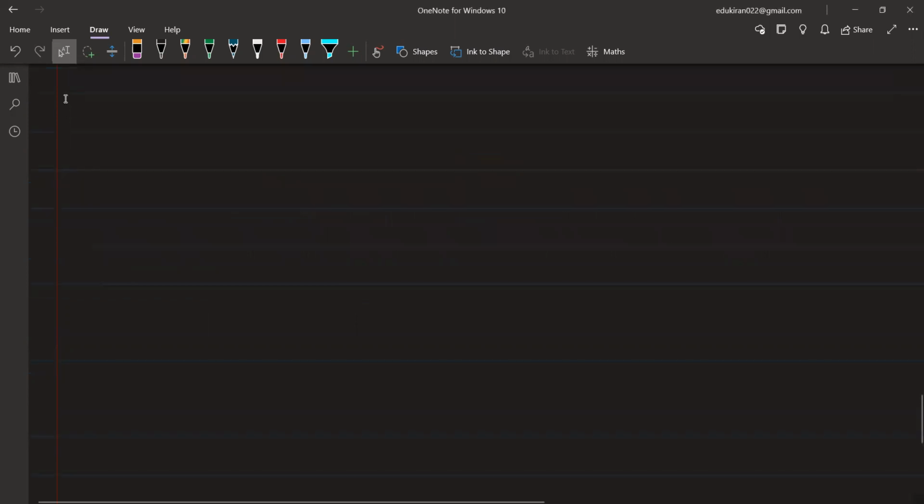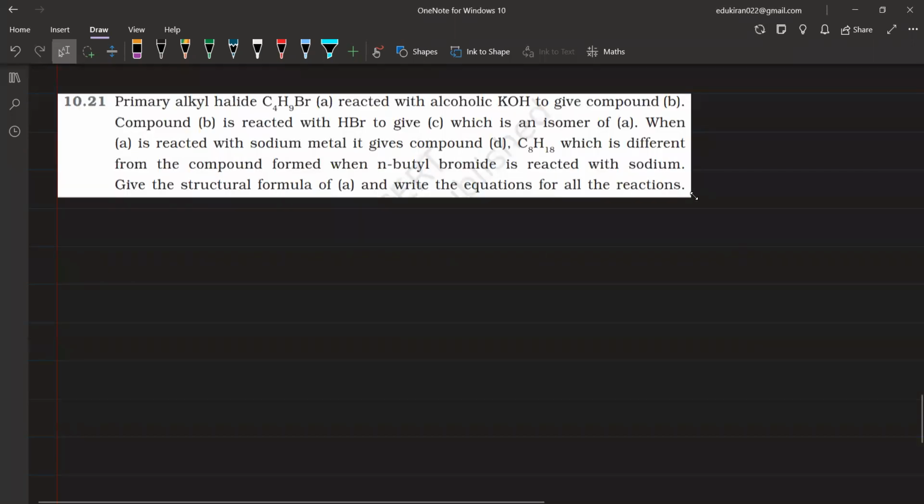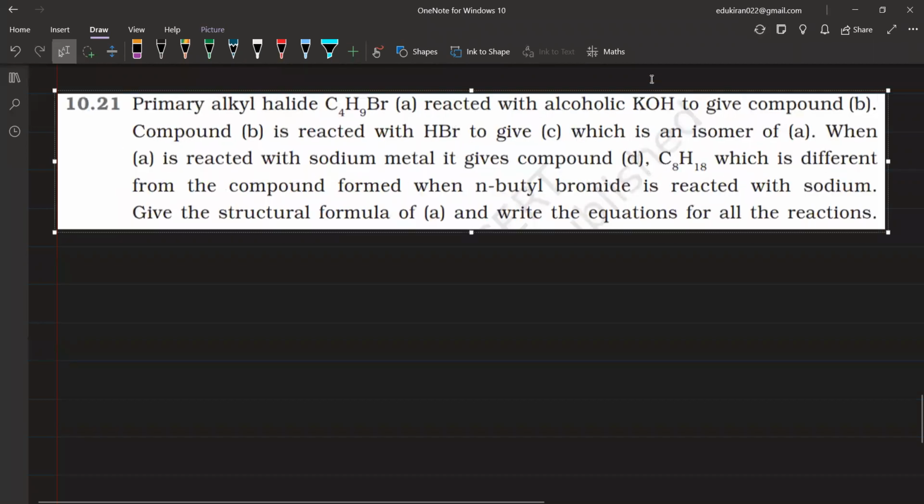Now write this question. NCERT में एक ये सवाल है, which is, what I can say, a bit good question. Roadmap type of questions.